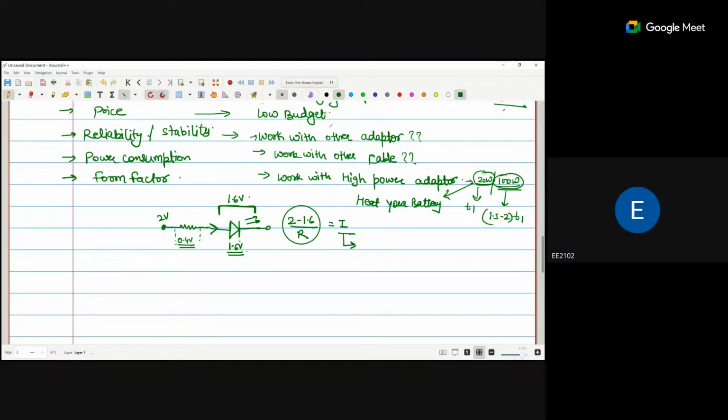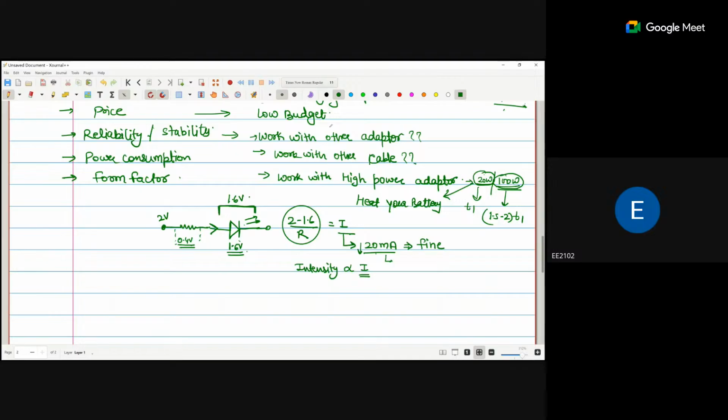Now if this current is up to 20 milliampere, fine. Why? Because an LED comes with a current rating. If you provide 20 milliampere, the LED intensity is higher. If you reduce the current, the LED intensity will be reduced, because intensity is proportional to the current.